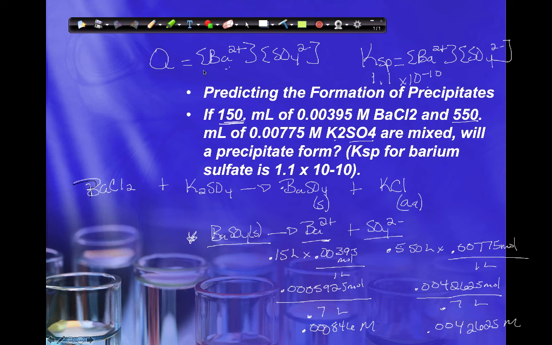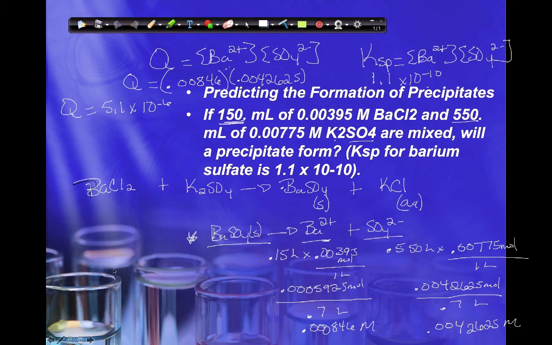Let's plug it into the Q expression and figure out what that value is. So the concentration of barium is 0.00846. Multiply that by 0.0042625. So Q will be equal to 5.1 times 10 to the negative 6. All right, so now that's my Q value.